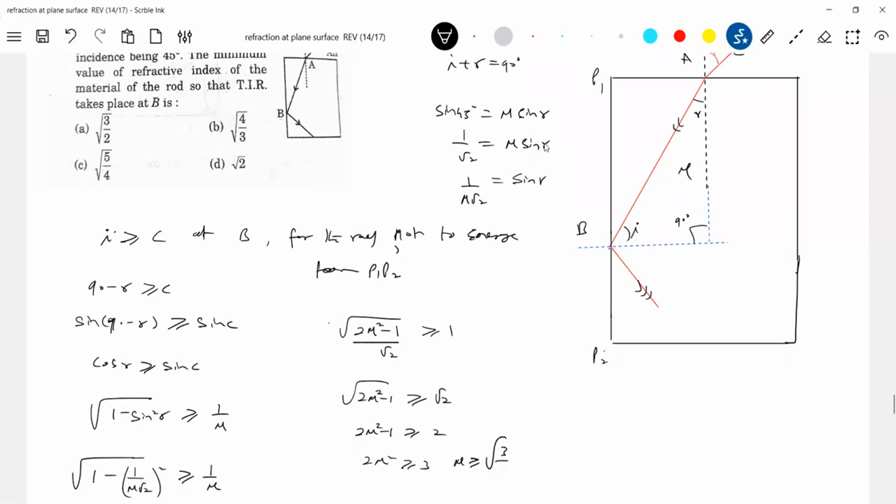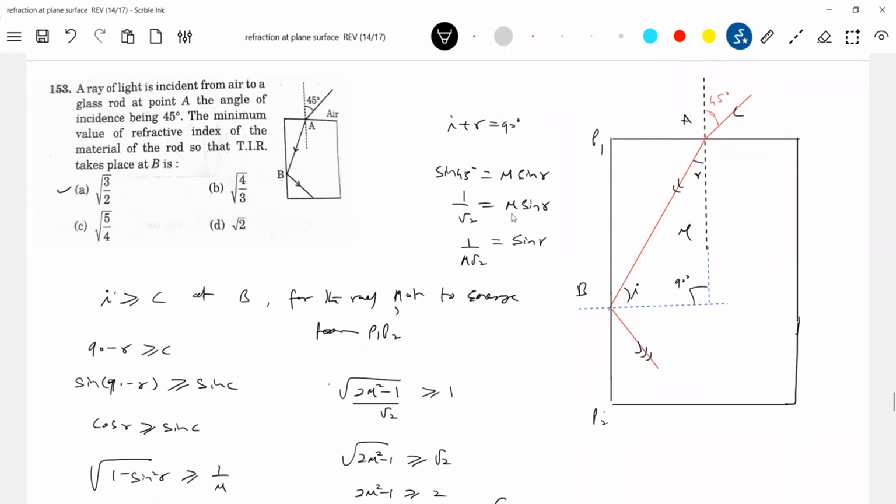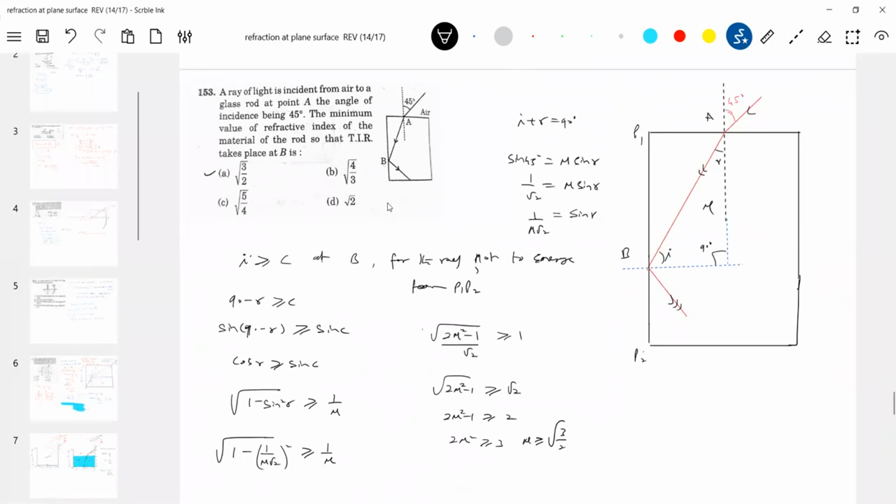What is the idea? The minimum value of refractive index. If mu is greater than root 3 by 2, is this applicable for any angle or only for 45 degrees? Okay, finally we got the answer. So how to interpret that one? Is it applicable only for an angle of 45 degrees, or for any angle of incidence?